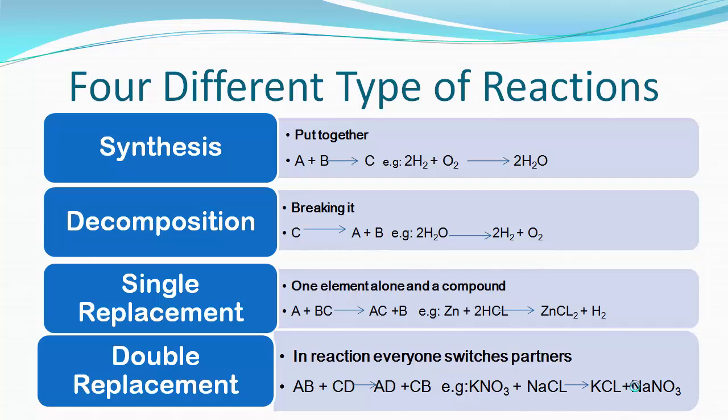So A replaces B, so it becomes AC, and the B is moved to the side, so it's AC plus B. We see this in the example, Zn plus 2HCl yields ZnCl2 plus H2. That means Zn is 1, 2H is 1, and Cl is 2. So Zn takes the spot of 2H. So now I get ZnCl2.